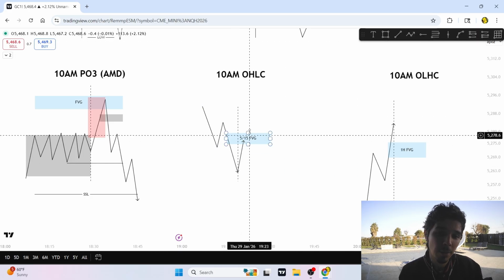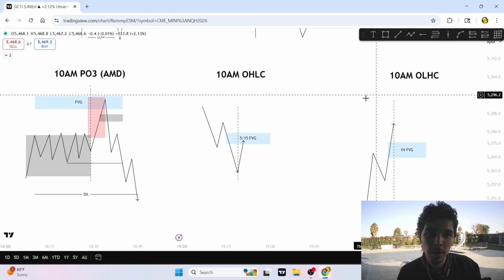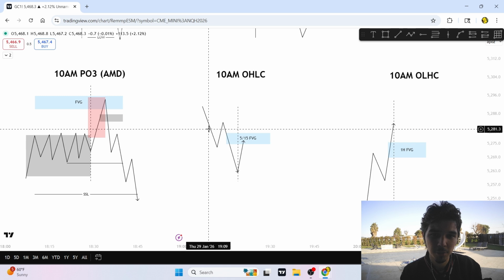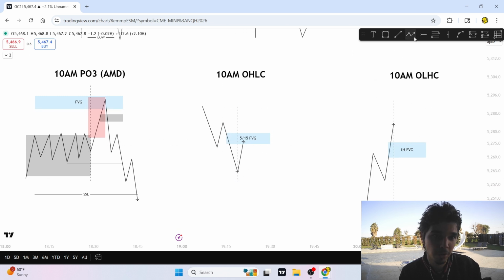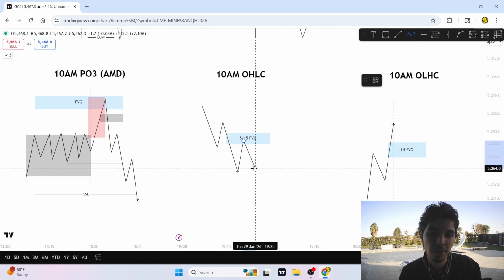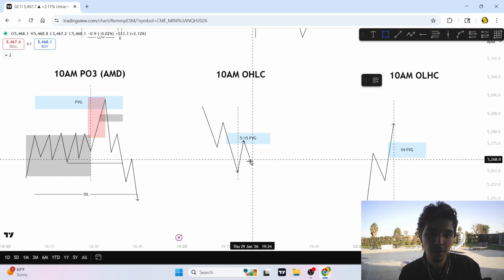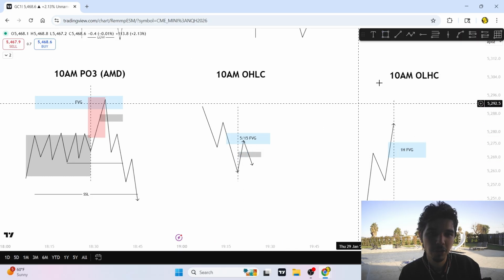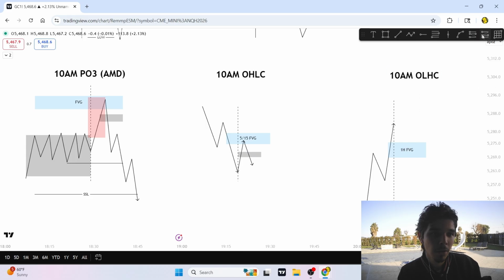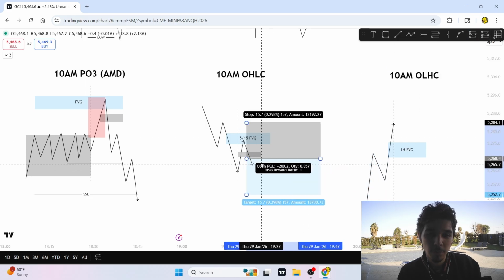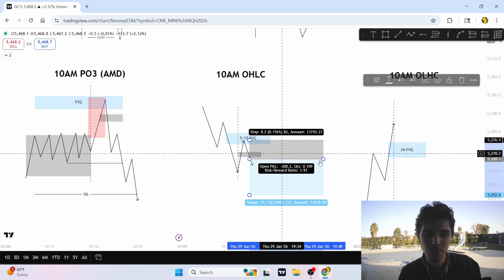Cool. Now we get a pullback into this 5 or 15 minute fair value gap. All I'm looking for now is just a continuation, right? We have our 10 a.m. open high. Awesome. We open high into a bearish gap. We're already bearish on the day. So now I'm looking for just a rejection out of this gap. Let's say we get the rejection. Awesome. Lower time frame IFVG. Go ahead short from here. Where's my shorting thing? My position tool, put your stops at the highs, right?